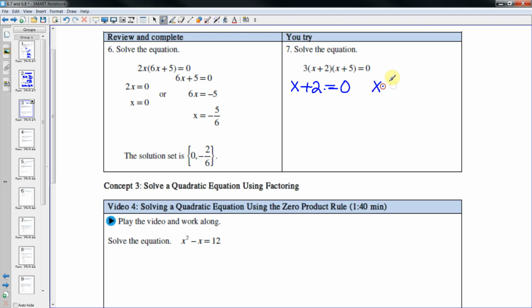I'm going to set the x plus 5 equal to 0. Now, I want you to solve those. I'm going to give you a minute. Maybe not a full minute, but I'm going to give you a little bit of time. I want you to try and solve those, and let's see if you get the same answer that I'm going to get when I solve them. I'll give you a few seconds to get that one started.